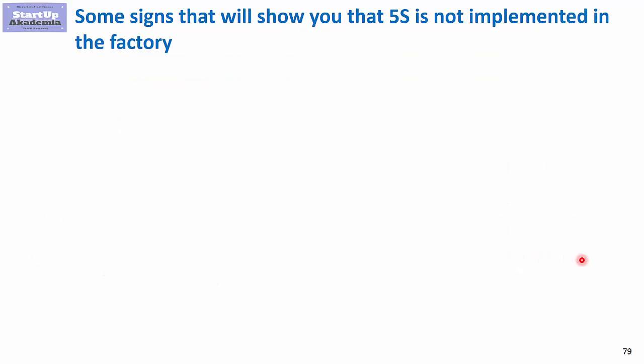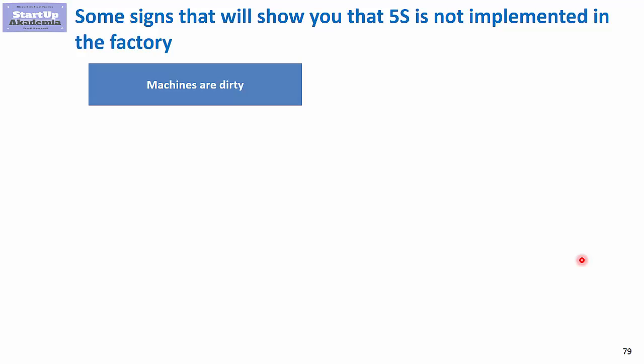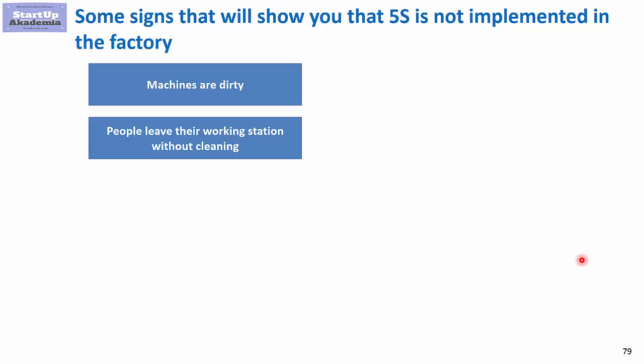Now some signs that will show you that 5S is not implemented. Quite often they will claim that they have 5S and that they have done it. But there are some signs that you should look for that will prove that they don't live by 5S, although they might have had 10,000 workshops on that. First of all, machines are dirty. If the machine is dirty, then the 5S is not working. People leave their working station without cleaning. In most well-run factories, the last 15 or 20 minutes are devoted to cleaning the working station, so it is clean for the next day or for the people who will come after you for the next shift.